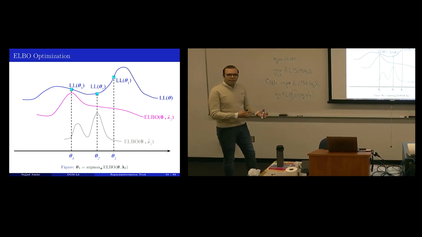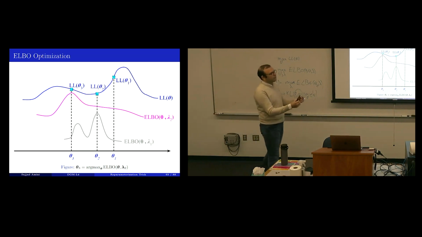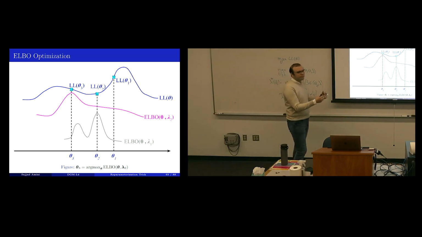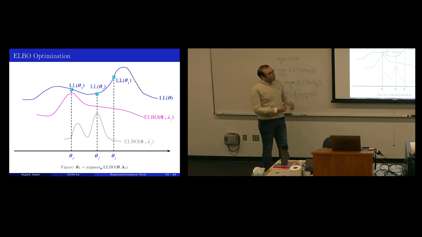You are simultaneously maximizing the ELBO with respect to lambda so that you have a better lower bound. Then you maximize with respect to theta, so you have a better likelihood. And by your progress, you will see that this lower bound becomes better and better in terms of lambda, and then you are better estimating the log likelihood and training the model.